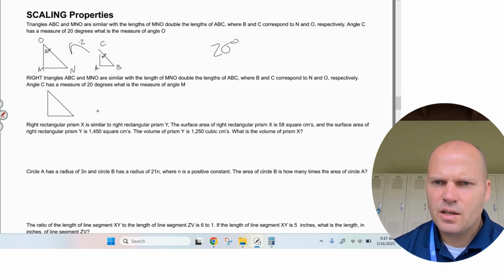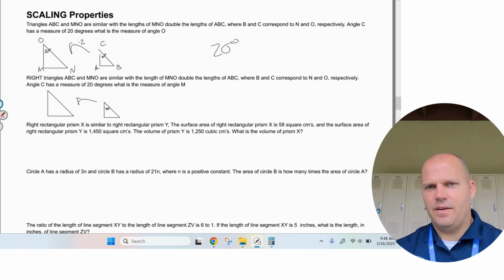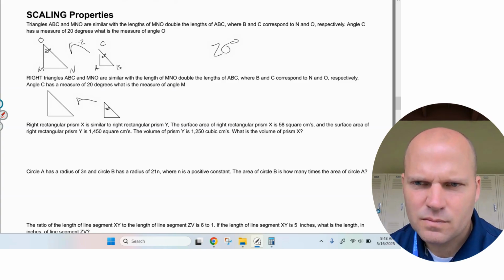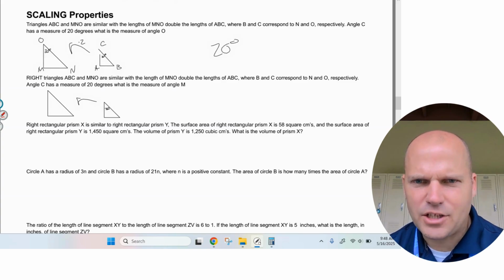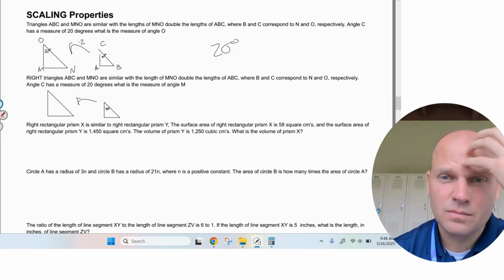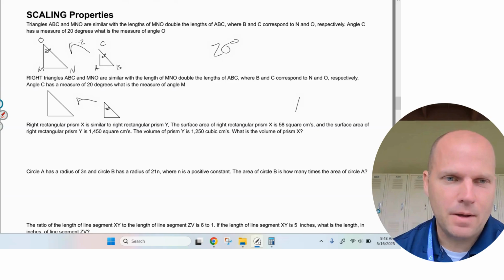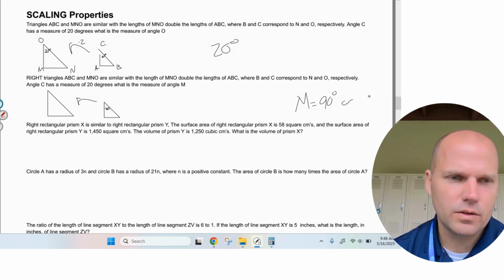A, B, C, M, N, O, or vice versa. Angle C is 20 degrees. What's M? I should have told you where the right angles are. I'm going to say M is 90 or 70.